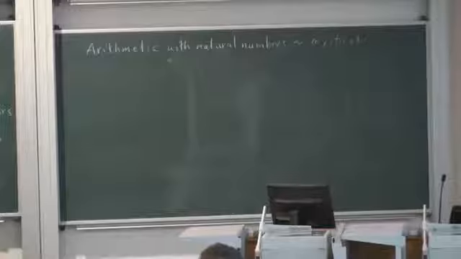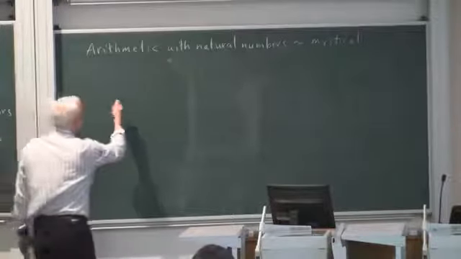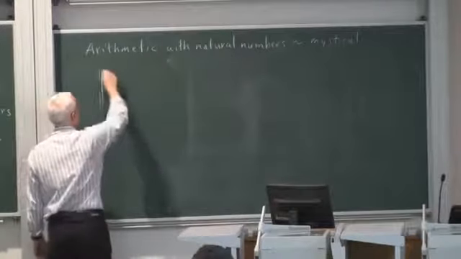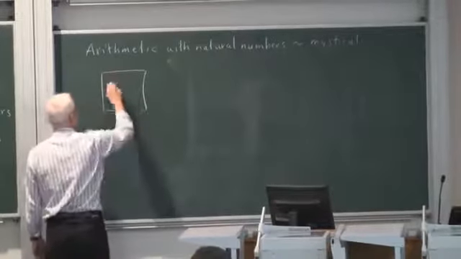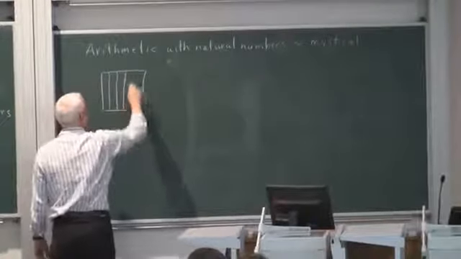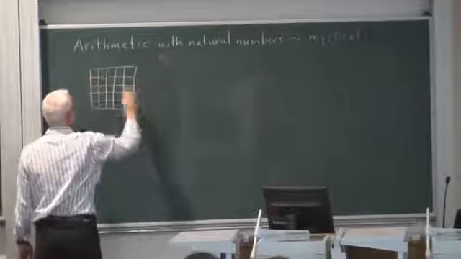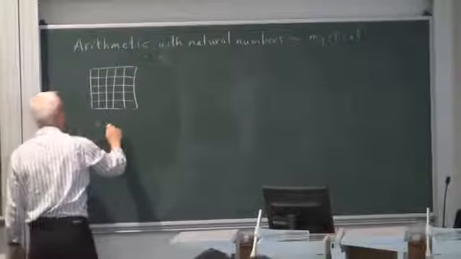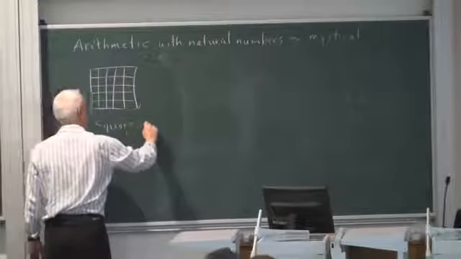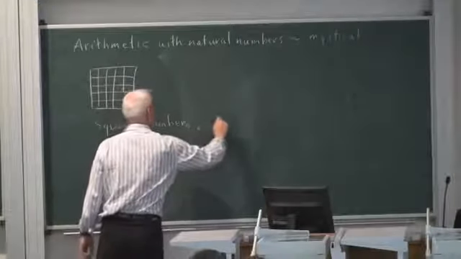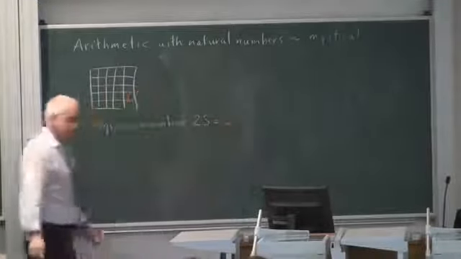So for example, some of the first numbers that were investigated are square numbers. A square number is simply a number that you get by looking at a square, say 1, 2, 3, 4, 5. 1, 2, 3, 4, 5. So there's a square number. In this case, 25, which is 5 squared.